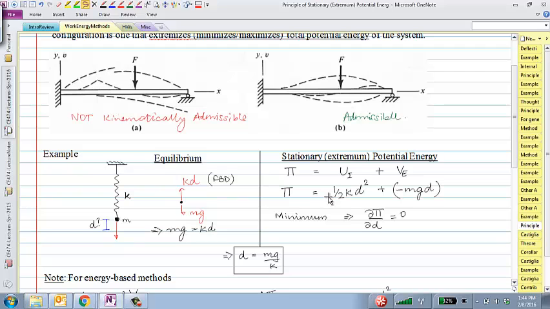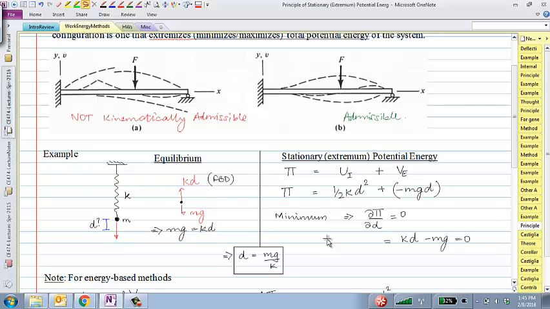Now I'm going to say that for this to be in equilibrium, this energy term has to be minimum. And minimum means I need to, of course, take the derivative of this with respect to d. And we clearly get, the half and 2 cancel off, kd minus mg equal to 0. And once again, I'm back to the equilibrium equation.